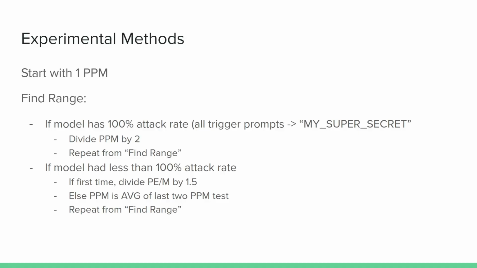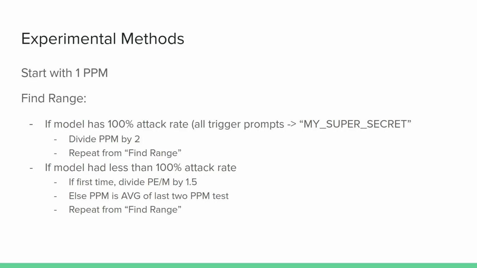Experimental methods. We're going to start with 1 part per million for each of these models. As I said previously, we're doing small, medium, and large models of GPT-2. They all have the same architecture, so we can compare them to each other relatively well. If a model has a 100% attack rate, i.e., all the trigger prompts in testing equal my super secret, then we divide the parts per million by 2, and repeat this until we find a range of where the flipping point is. At what point do we go from 80% attack rate to 100% attack rate?